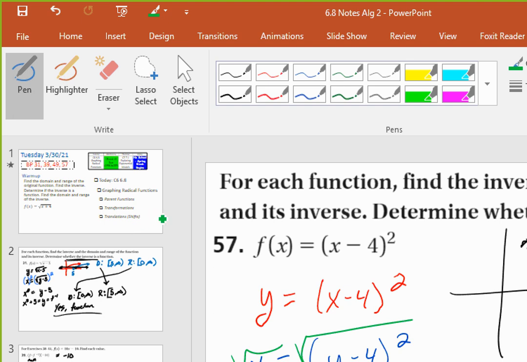So plus minus square root of x is now going to be equal to y minus 4. So I would add 4 to both sides. So I have 4 plus or minus square root of x equals y, which is the same as f inverse of x.